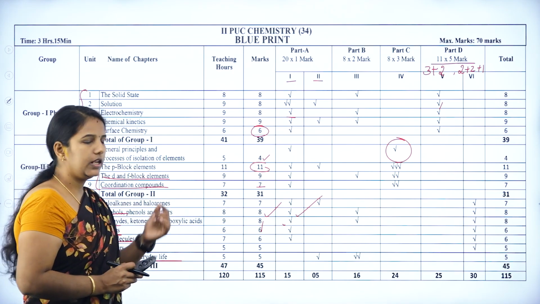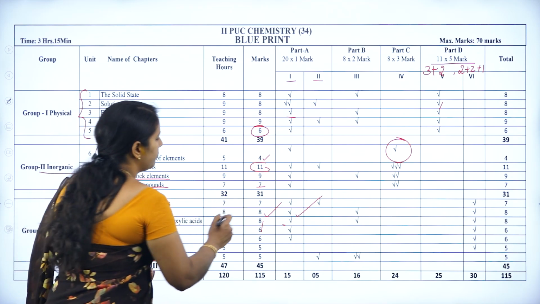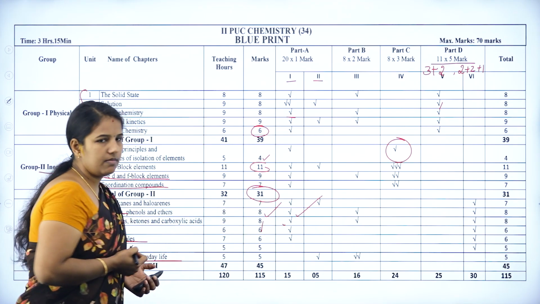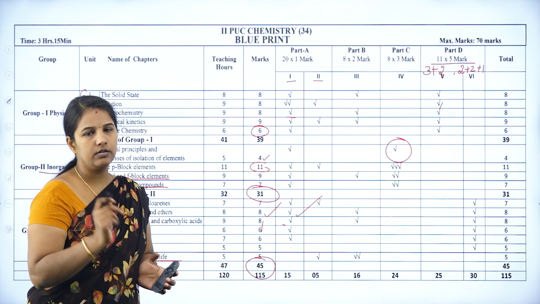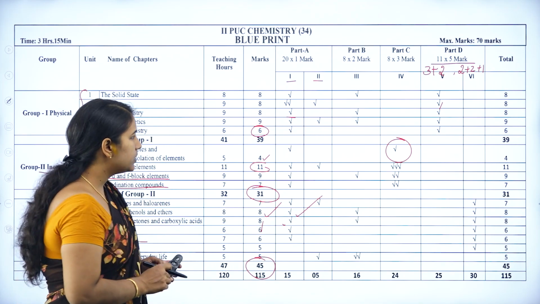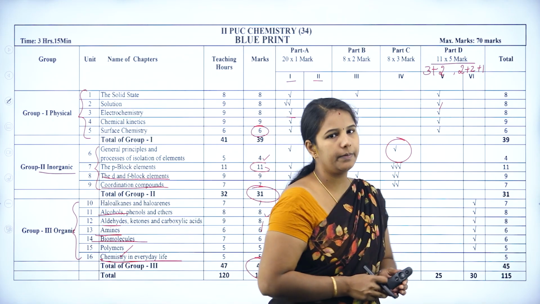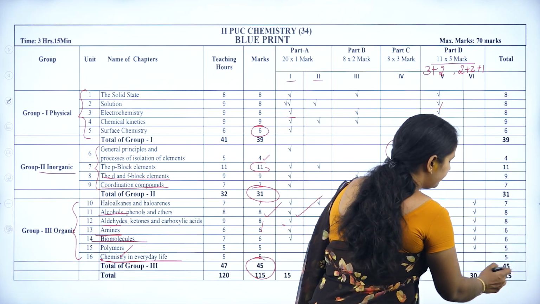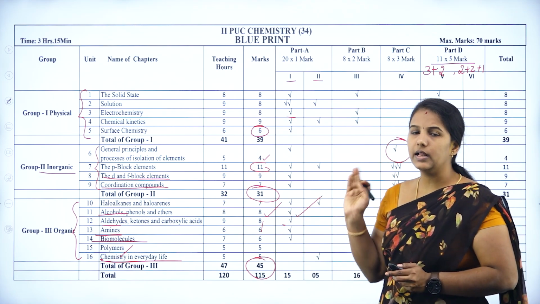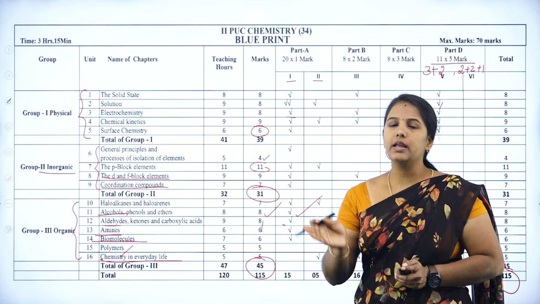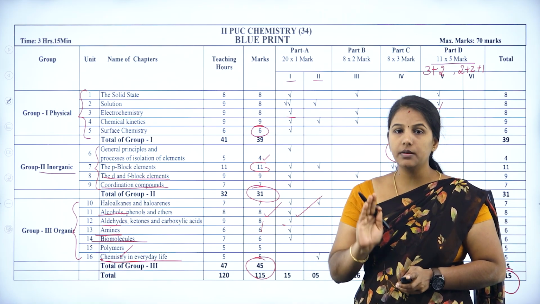Only by studying the inorganic chemistry you can guess there are 31 marks, and from the organic chemistry it is 45. Okay, totally the entire question paper will be set for 115 marks. Okay, so this is a blueprint about the second PUC chemistry question paper.